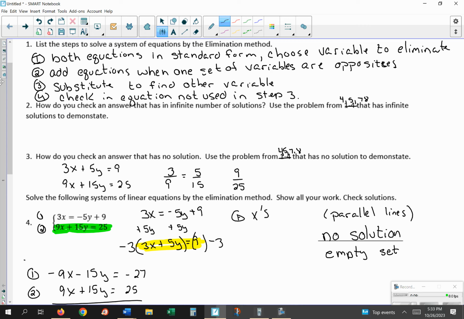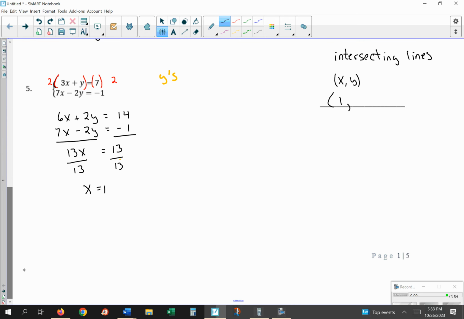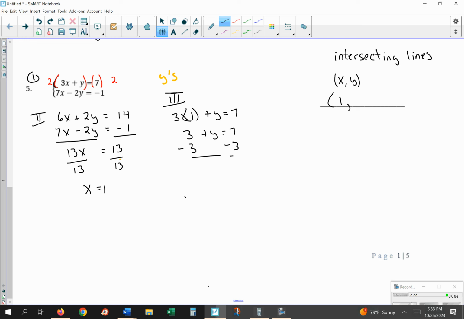Okay, we got one set of opposites. Now we're going to substitute to find the other variable. So here was step 1. Here is step 2. Step 3 says I can use either equation, doesn't matter. I'm going to use the first one. So we have 3 times 1 plus y equals 7, or 3 plus y equals 7. So in order to move the entire term, we use its opposite. And that gives me y equal to 4.